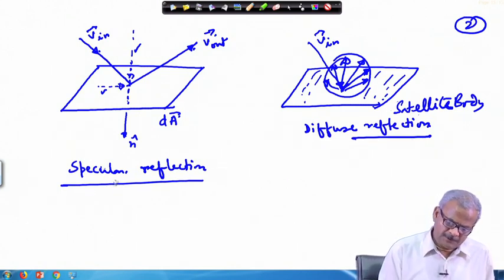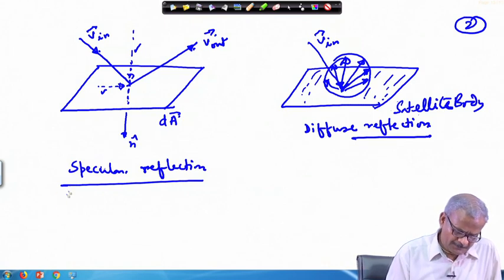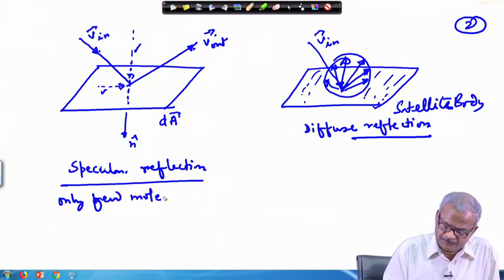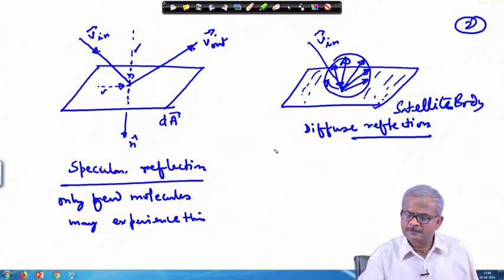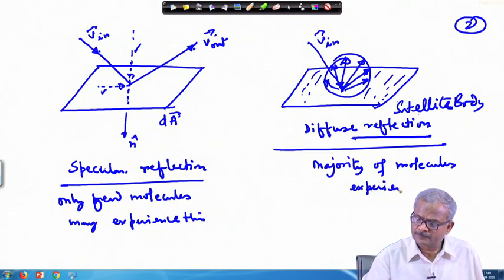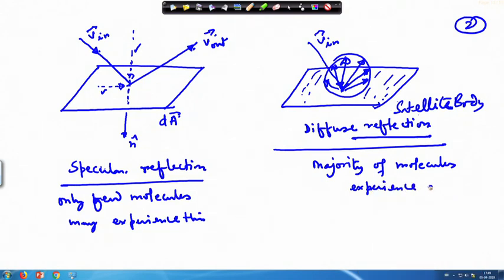So, this specular reflection happens only with a few molecules, while the majority of molecules experience diffuse reflection.